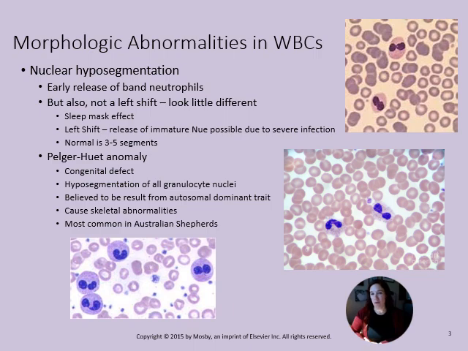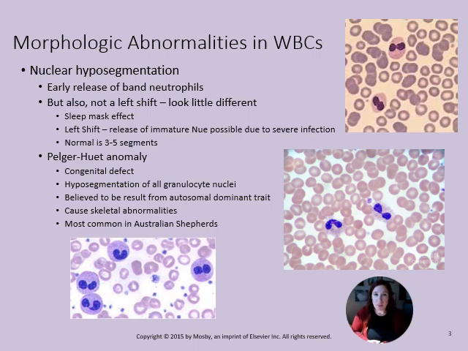Well, I don't know if you remember from Diseases 1, but we talked about something called the Pelger-Huet anomaly. It's a congenital defect where we see hyposegmentation of all granulocyte nuclei. So do you remember which ones are granulocytes and non-granulocytes? Okay, so it can be any of the granulocyte categories. It's believed to be a result from an autosomal dominant trait. What is that saying? It's genetic. Okay, you've got your dominant and your recessive genes, so it's an anomaly of that dominant trait.